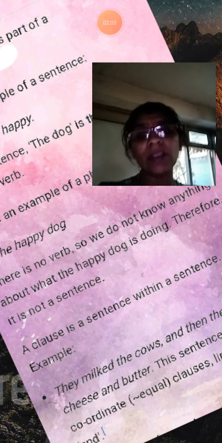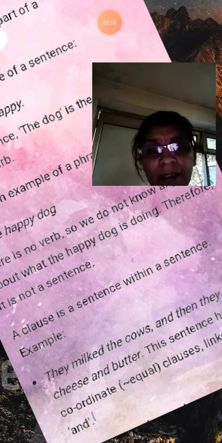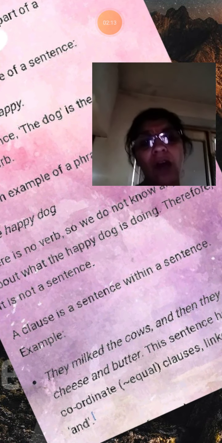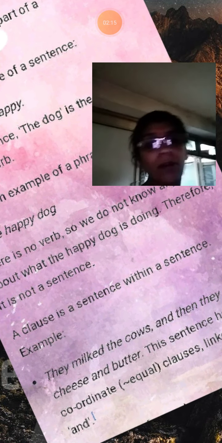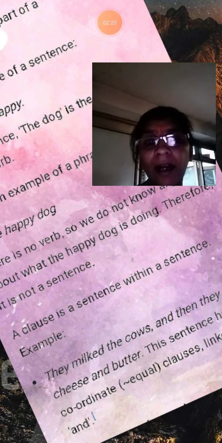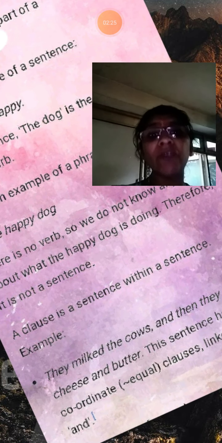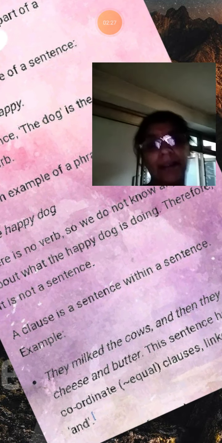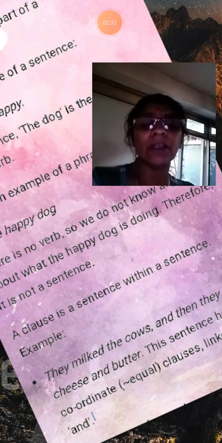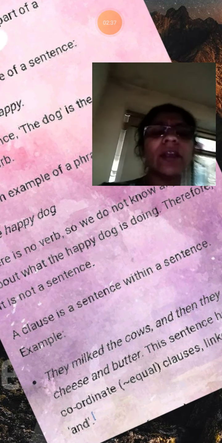A clause is a sentence within a sentence. A clause is a sentence, but inside a sentence. In a sentence there is a clause, which means a sentence can have many clauses: two clauses, three clauses, one clause, or more than one.